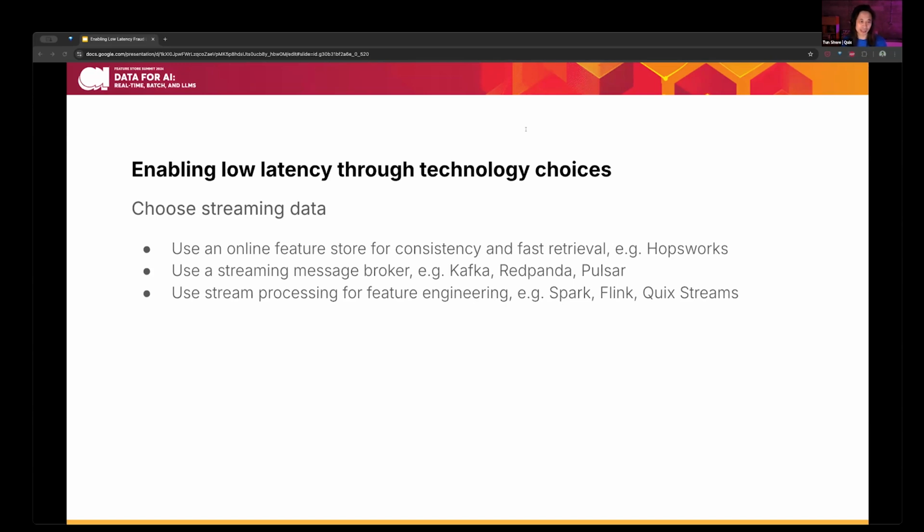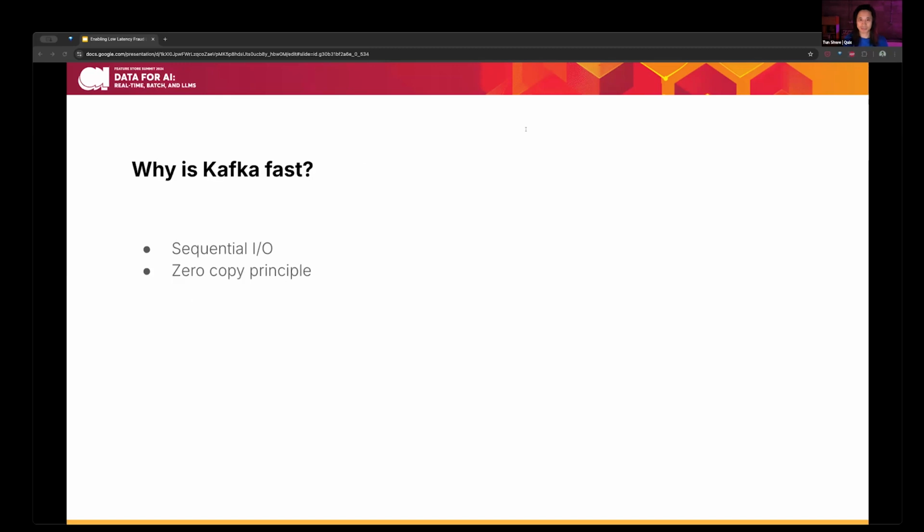So going through the list there, if you're choosing streaming data, you've got to choose an online feature store. This will enable you to have consistency between your offline and your online workloads, and that you have fast retrieval. You've got your streaming message broker. The best ones we found out there are those that implement the Kafka API, so Apache Kafka itself, Redpanda, Pulsar, and use stream processing for feature engineering. If you're already using Spark for your batch workloads, I recommend, first of all, trying out Spark Structured Streaming. You've also got Flink, and you have Quix Streams as well for those who are more Python-centric.